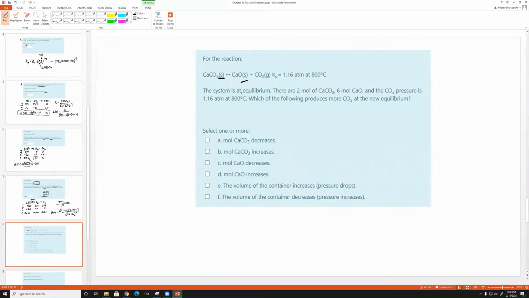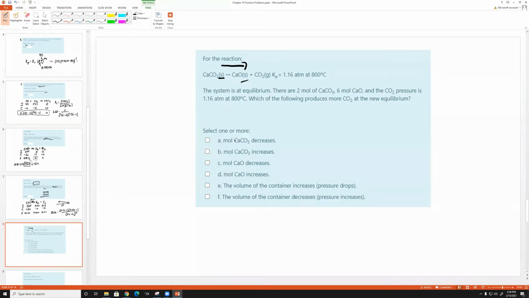The system is set at equilibrium. There are 2 moles of CaCO3, 6 moles of CaO, and the CO2 pressure is 1.16 at 800. Which of the following produces more CO2 at the new equilibrium? All right, so let's look at it. Which one produces more CO2? So in which case does the reaction go to the right?